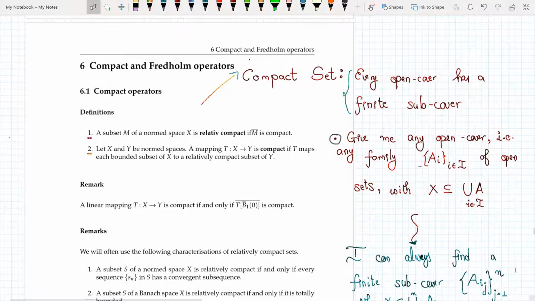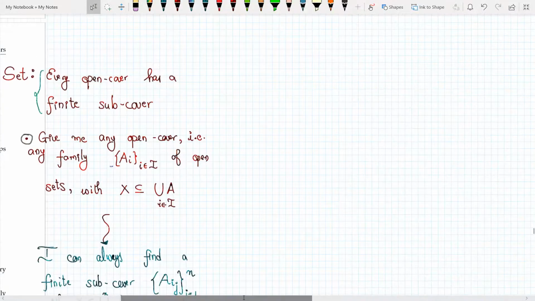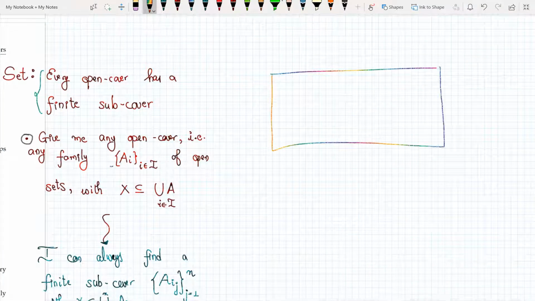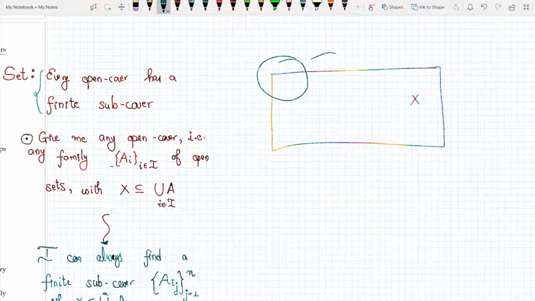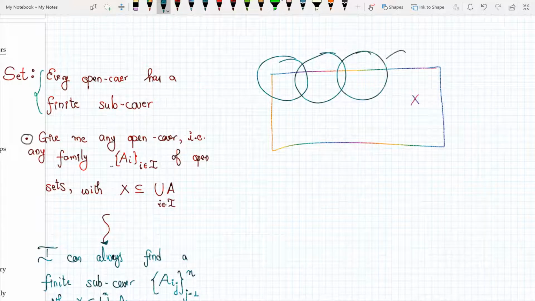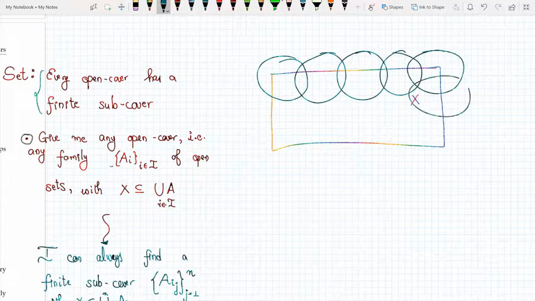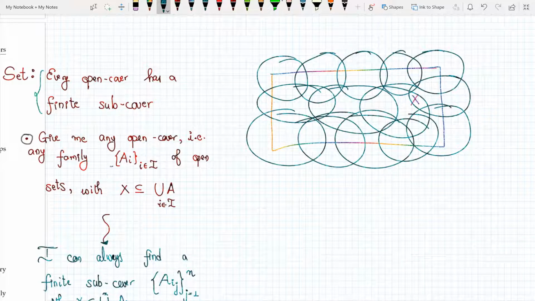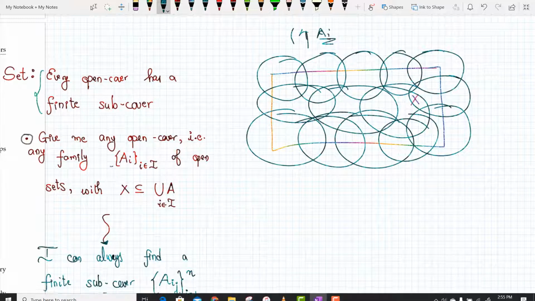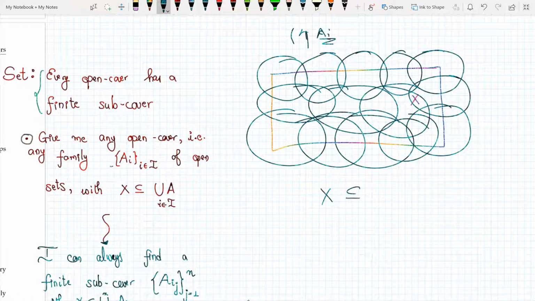Suppose, okay, let's try to do it this way. Suppose you have a space or a set. You have a set and let's call it X. Now what I mean is that given any open cover, by open cover I mean a collection of open sets such that, let's consider it, there are infinite amounts of these. I'm only drawing a few of them, but assume there are an infinite number of these sets A_i. So I have that X is a subset of the union of A_i, and I have a family of sets.